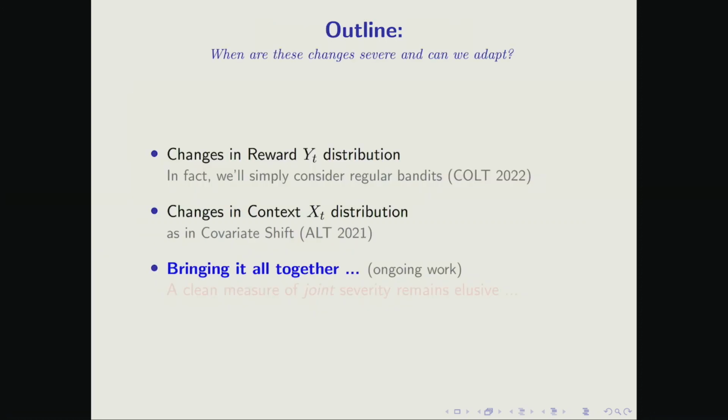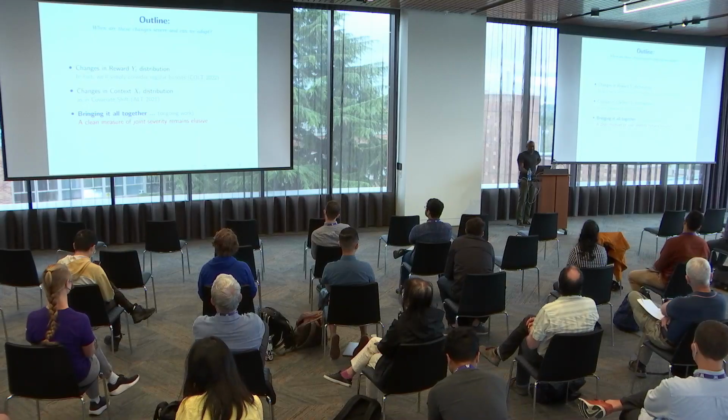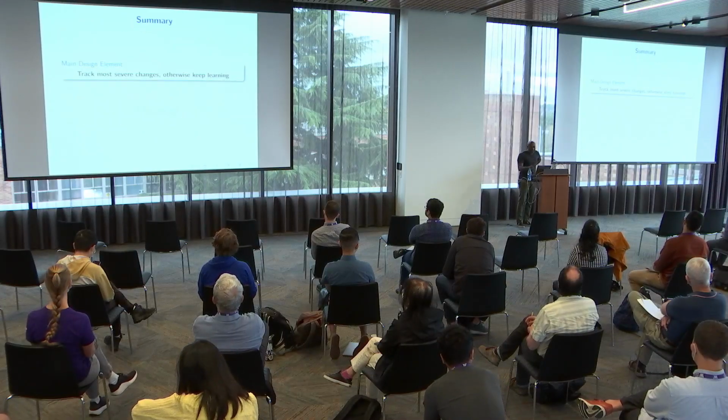All right, so then bringing it all together, I realized I wasn't going to have time. So I had just a sentence that it's a difficult problem to try and bring all this together, but I'll be happy to talk about it. We're still trying to define a clean measure of joint severity in changes in X and changes in Y_t. Okay. We have some preliminary results, though.